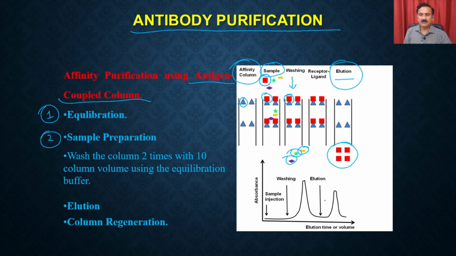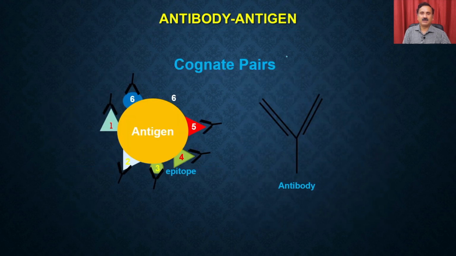So if you monitor the absorbance at 280 nanometers, you can get the pattern, and that's how you can collect the fractions where the antibodies are being eluted. Now once you have purified the antibodies, you can do a lot of experiments. You can detect the antigens.